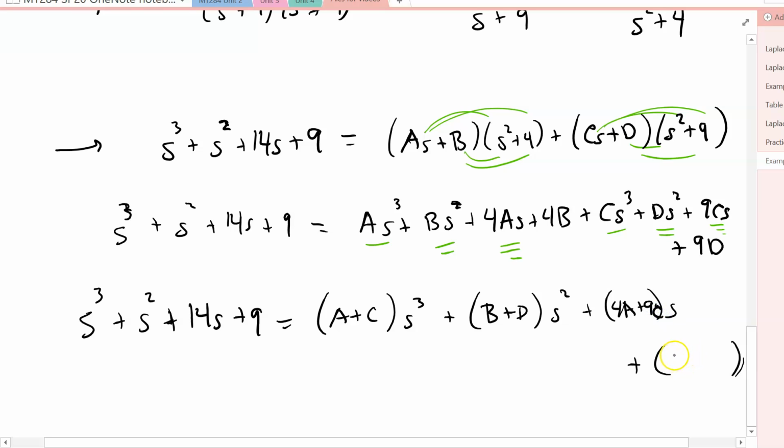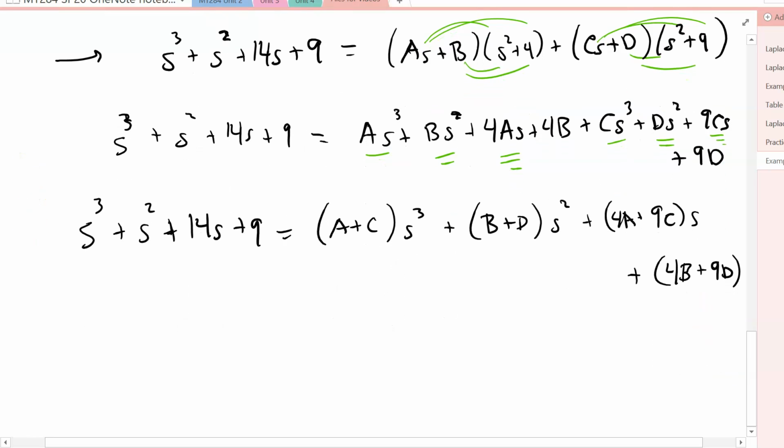And then our constant coefficient terms are 4b plus 9d. Just going to clean that up a little bit. Our s terms were 4a plus 9c times s, and then it was 9d at the end there.